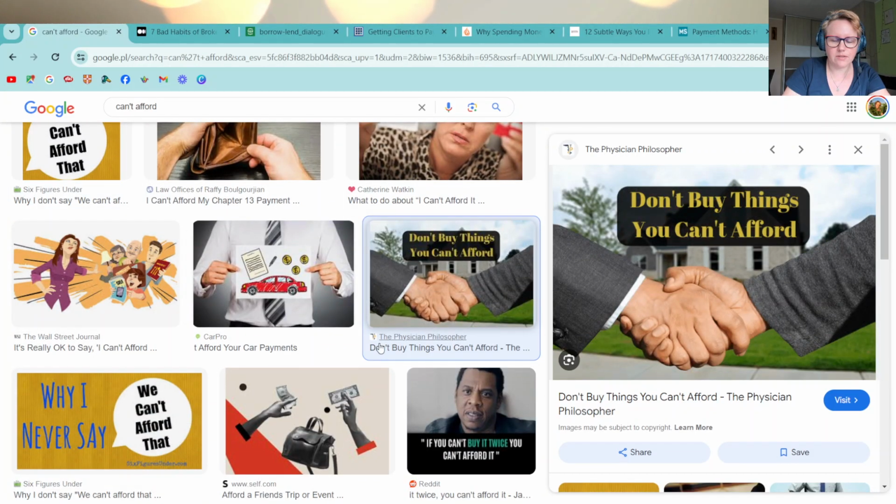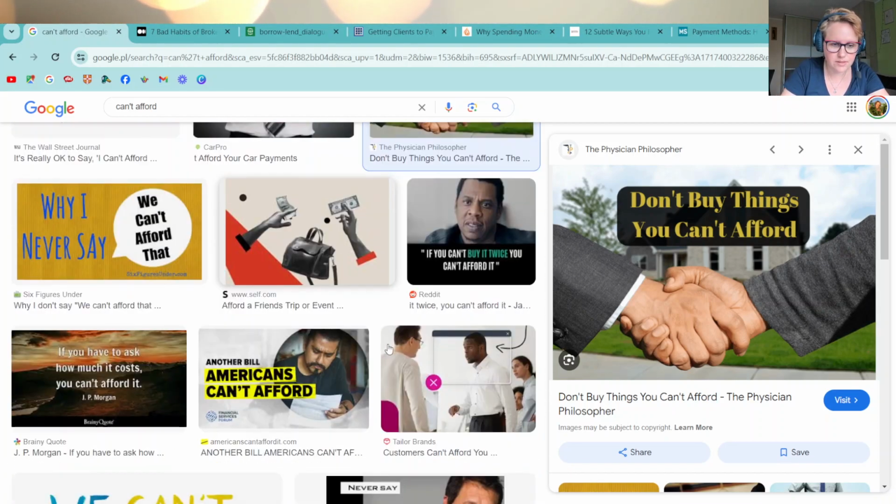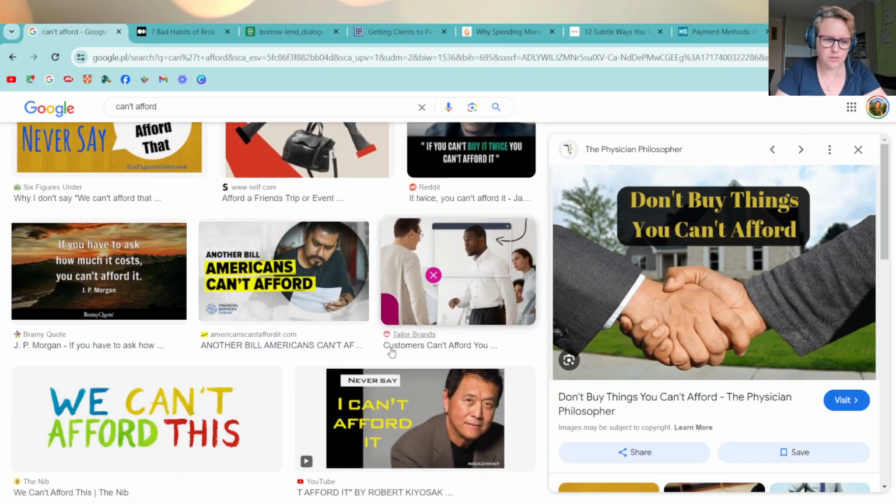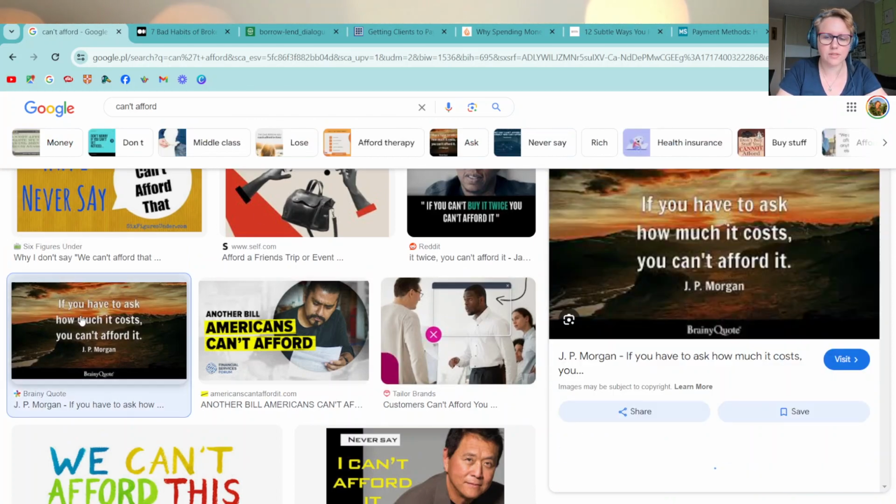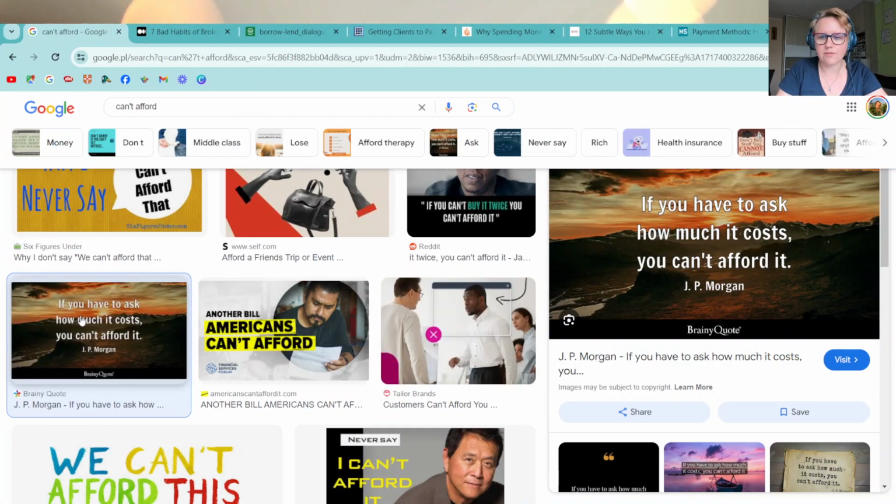Don't buy things you can't afford, right? So quite often if people buy things they can't afford, they take a loan and then they have to pay it back, right? You can see that all those words are very closely connected. If you have to ask how much it costs, you can't afford it. Interesting.